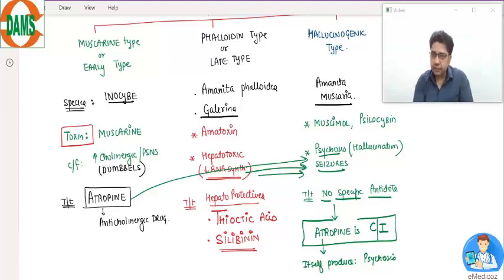Rimonabant also produces anti-smoking effect and anti-obesity effect. Cannabinoids increase appetite. Rimonabant is anti-cannabinoid, so it decreases appetite. Side effect: when you block the cannabinoid receptor, the person goes into depression and it leads to suicide.